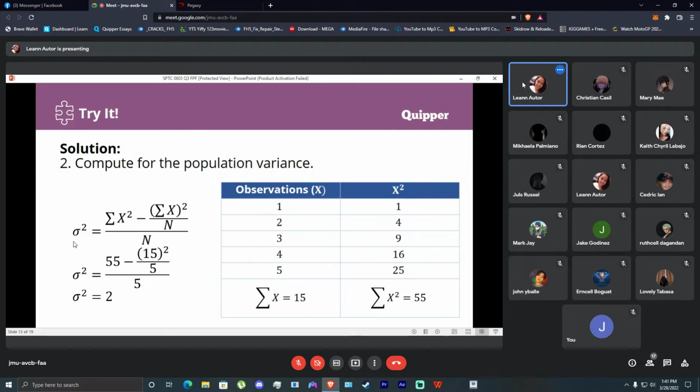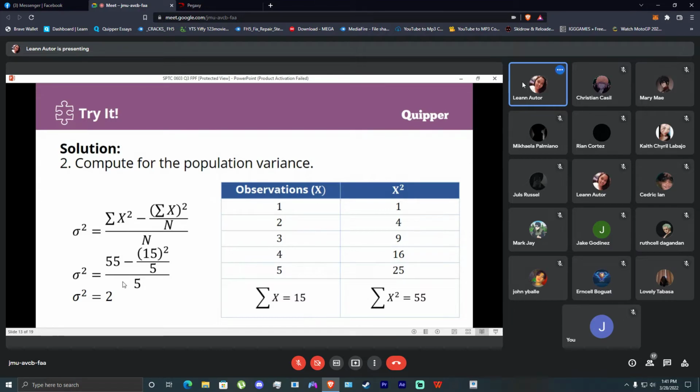Okay. So our population variance is equal to 2. All right. Have we answered the question? The problem asks: what is the sampling standard error of the mean? Okay. So for us to compute the, what do you call this? Compute the variance of a sampling distribution.